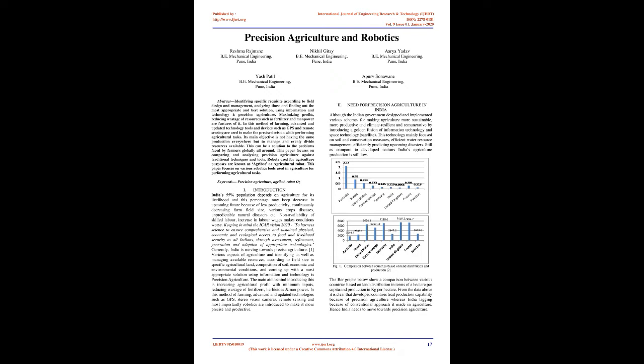The bar graphs below show a comparison between various countries based on land distribution in terms of hectare per capita and production in kg per hectare. From the data above, it is clear that developed countries lead in production capability because of precision agriculture, whereas India is lagging because of the conventional approach it takes in agriculture. Hence India needs to move towards precision agriculture.